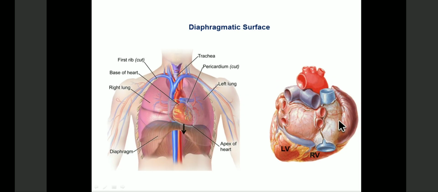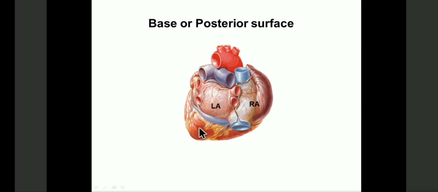This is the posterior view of the heart, showing the left atrium, the right atrium, and below that, this is the atrioventricular groove in which the coronary sinus is lying. So this is also called the coronary sulcus. Below this is the diaphragmatic surface. This is mainly formed by the left ventricle and partly by the right ventricle. So this was the right ventricle and left ventricle forming the diaphragmatic surface.